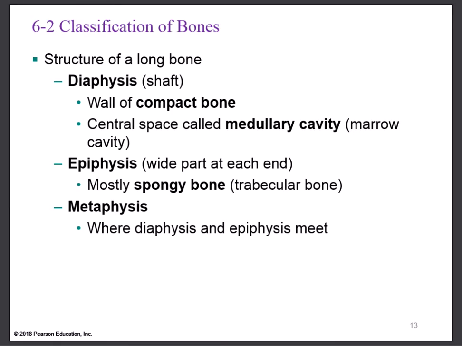The second method that we can classify bones is by their internal structure. So the way we're going to do this, we're actually going to compare the anatomy of a long bone, which we just described, to the anatomy of a flat bone, right? They have two different types of internal structures.